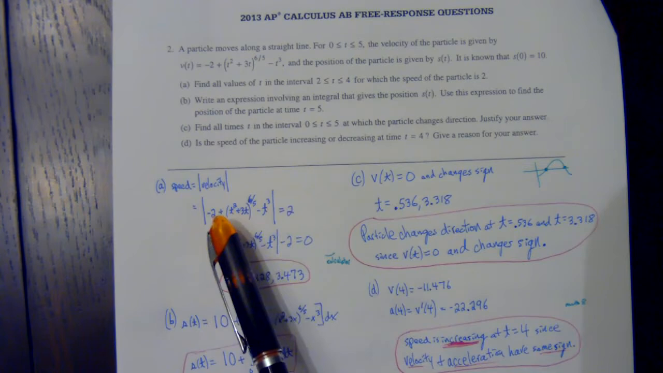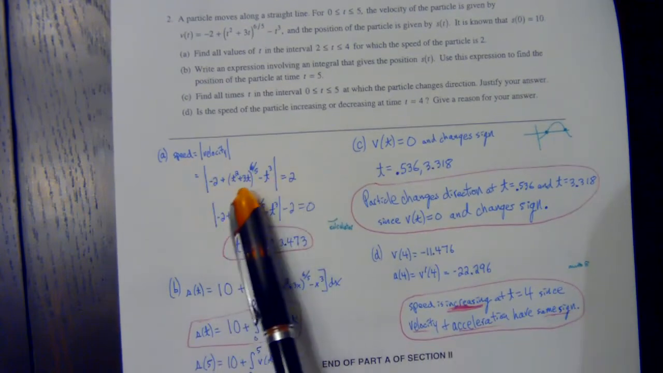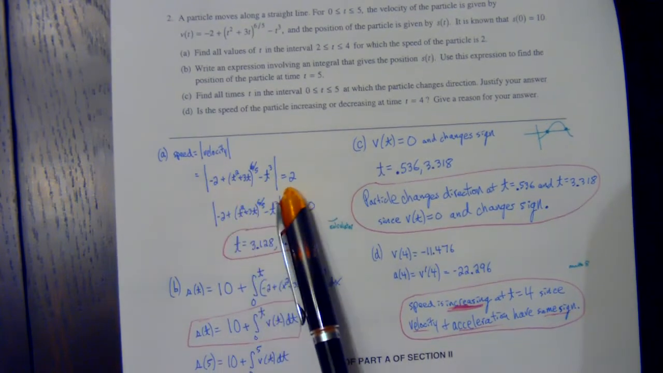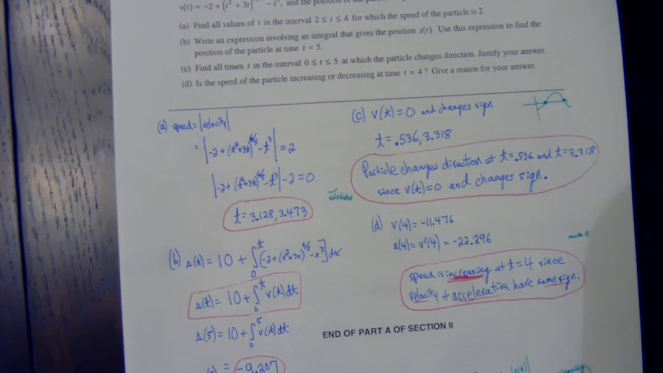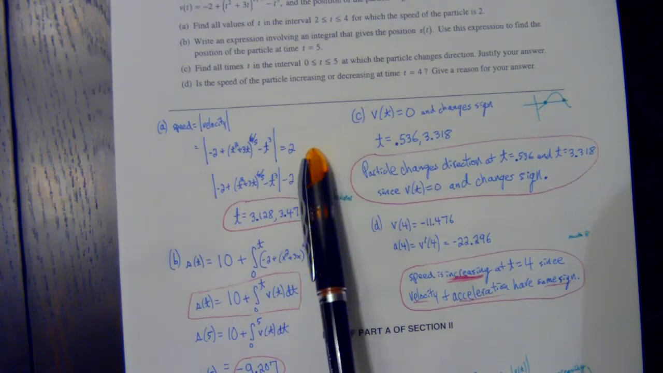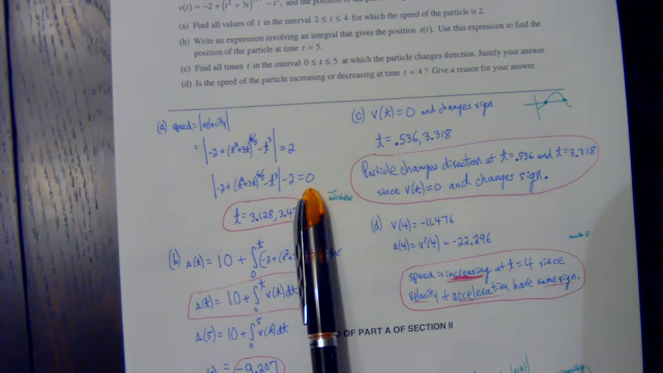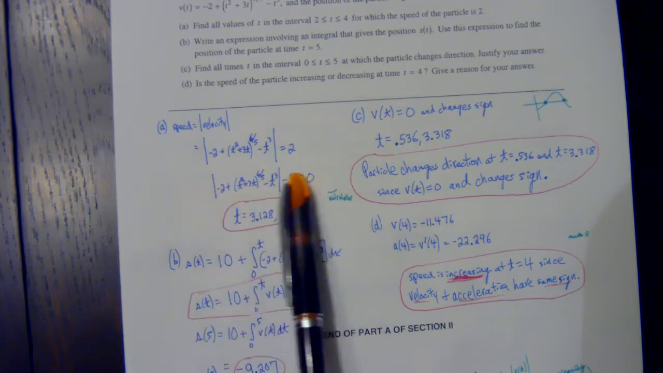And then, so if you want to know where the speed is equal to 2, that's where the absolute value of that velocity function is equal to 2. Now, this is a difficult equation to solve, but you're on the calculator part of the test. So remember how to do this. Move everything to one side, set it equal to 0, and graph this function in the calculator.